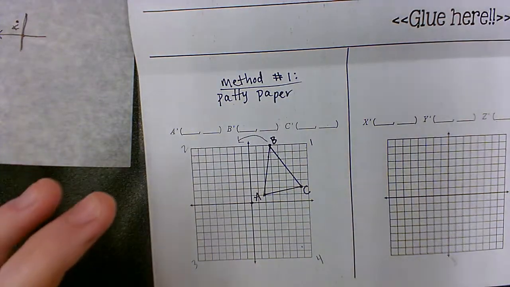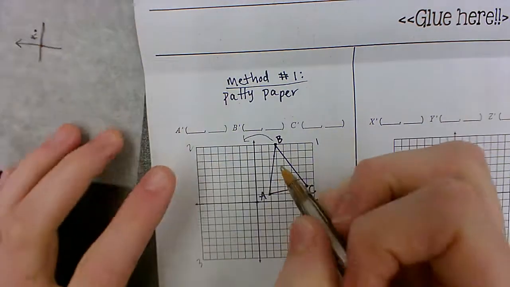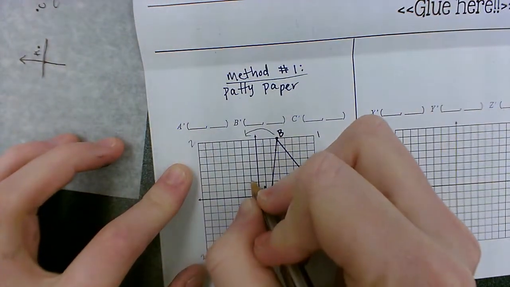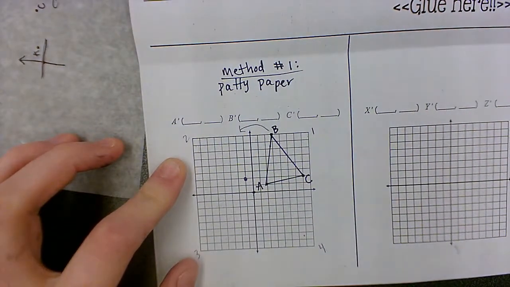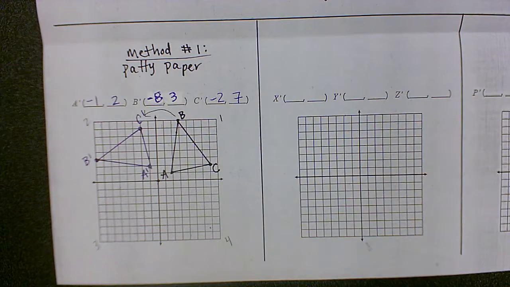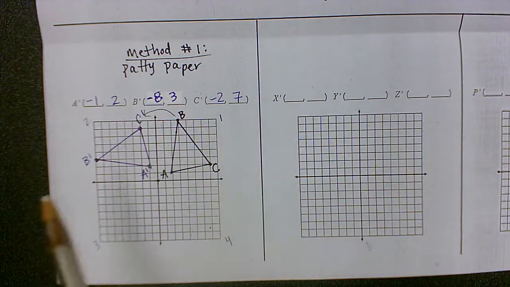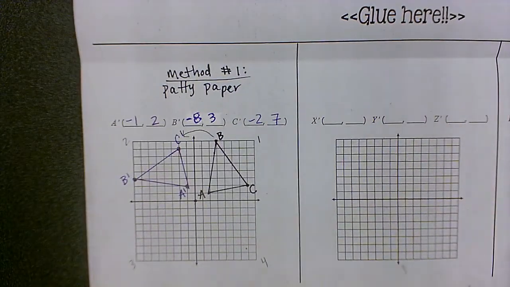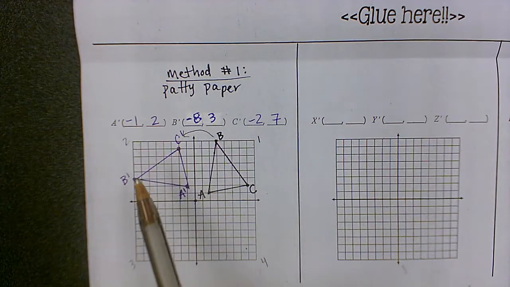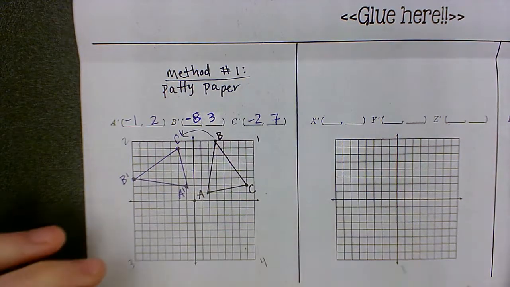And since this is my image, I'm going to do it in a different color. Okay, so there are my 3 points. I noticed when I put them on my patty paper, I switched B prime and C prime, so I just corrected that. So there are my 3 points of my image, and that is after it's been rotated 90 degrees counterclockwise.